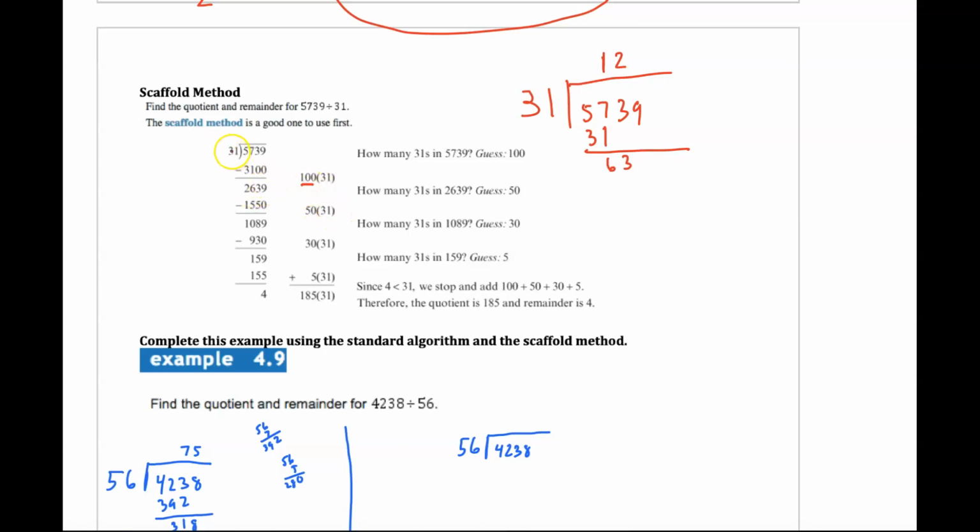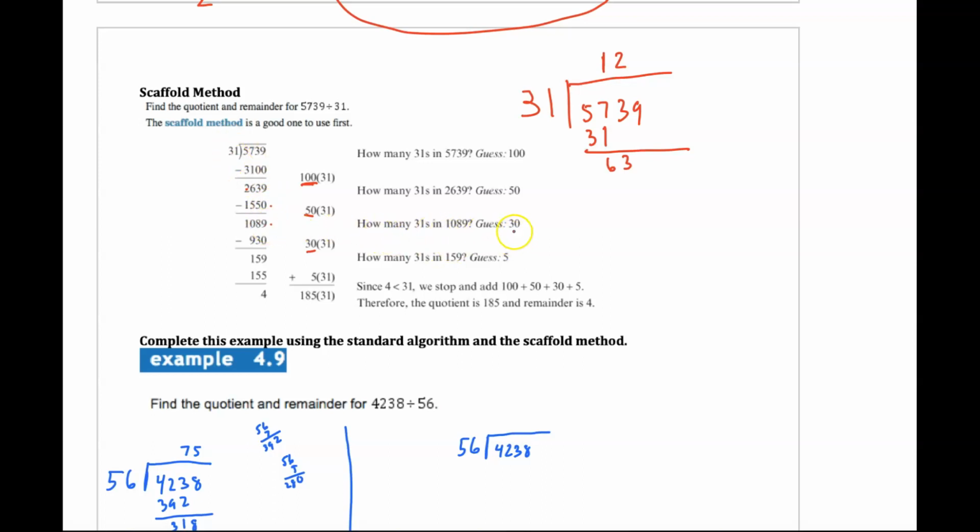And so then, how many times does 31 go into 2639? And you say 50 times, because I know at least half of that, right? And so then you get that. And we're just using compatible numbers. That's all we're using as we continue to subtract. And then you have 1089. And then you say, how many times does 31 go into 1089?